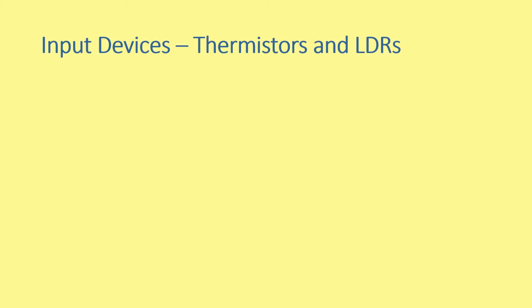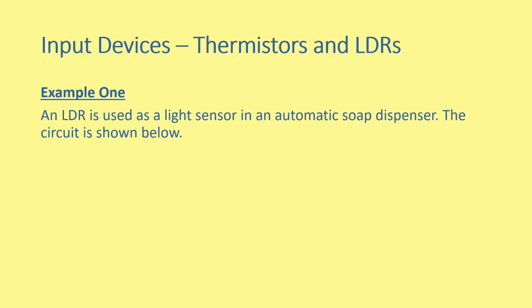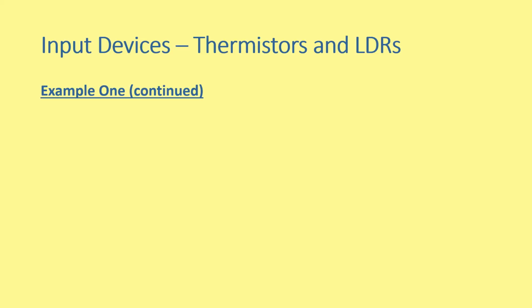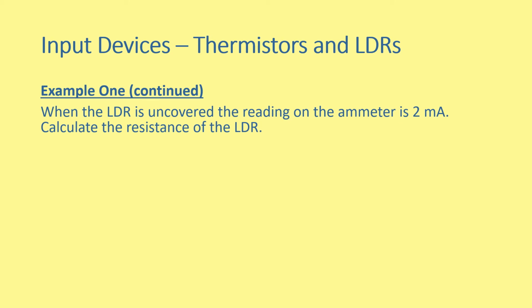The light level is going to decrease. As the light level goes down, the resistance goes up. As the resistance goes up, that means the current is going to decrease. So an LDR is used as a light sensor in an automatic soap dispenser as shown. When the LDR is uncovered, the reading on the ammeter is 2 milliamperes. Calculate the resistance of the LDR.